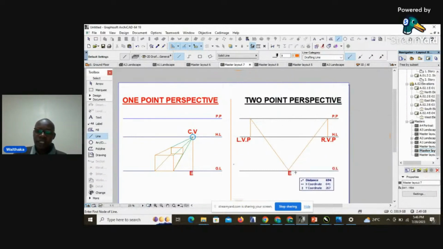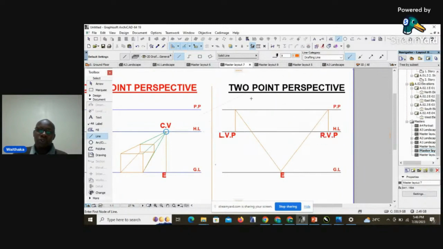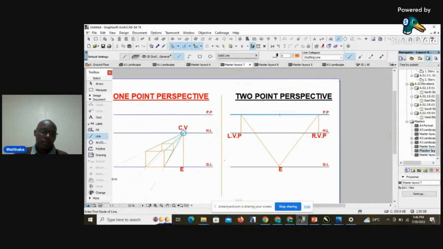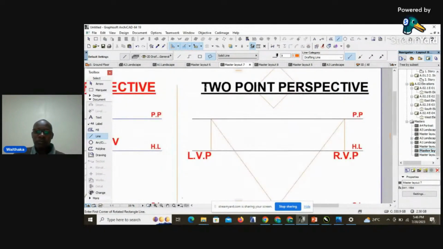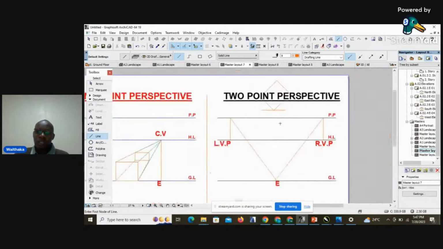the arrangement is different. In 2-point perspective, you'll always be given the positioning of the plan, you'll always be told where the plan is and at what angle is that plan. Maybe it could be slanting at 45 degrees or 30 degrees, depending with the requirement of the question. So with respect to the angles that we are given, then we'll generate the vanishing points using the angles given.